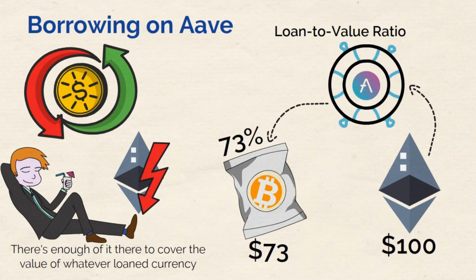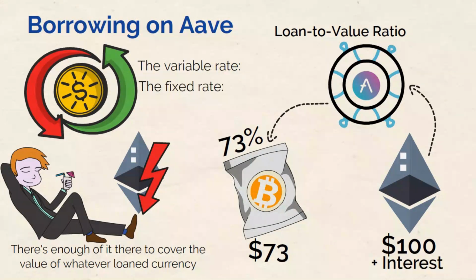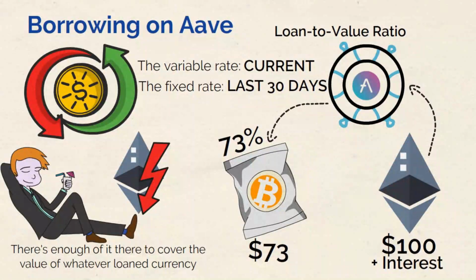Plus, like a regular loan, you also have to pay interest on it. You can choose between a variable rate or an average fixed rate. The variable rate is based on current supply and demand, whereas the fixed rate is based on the supply and demand in the last 30 days. So now you know about the core of the platform, but it's not the only thing Aave can do.